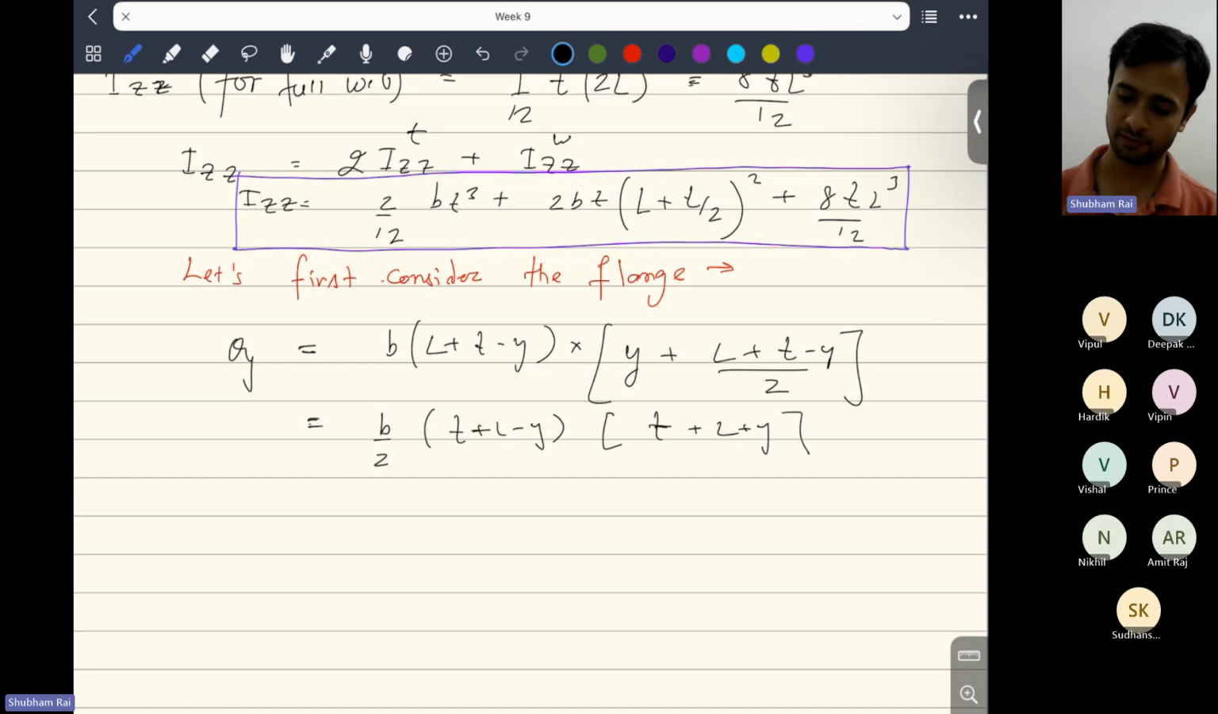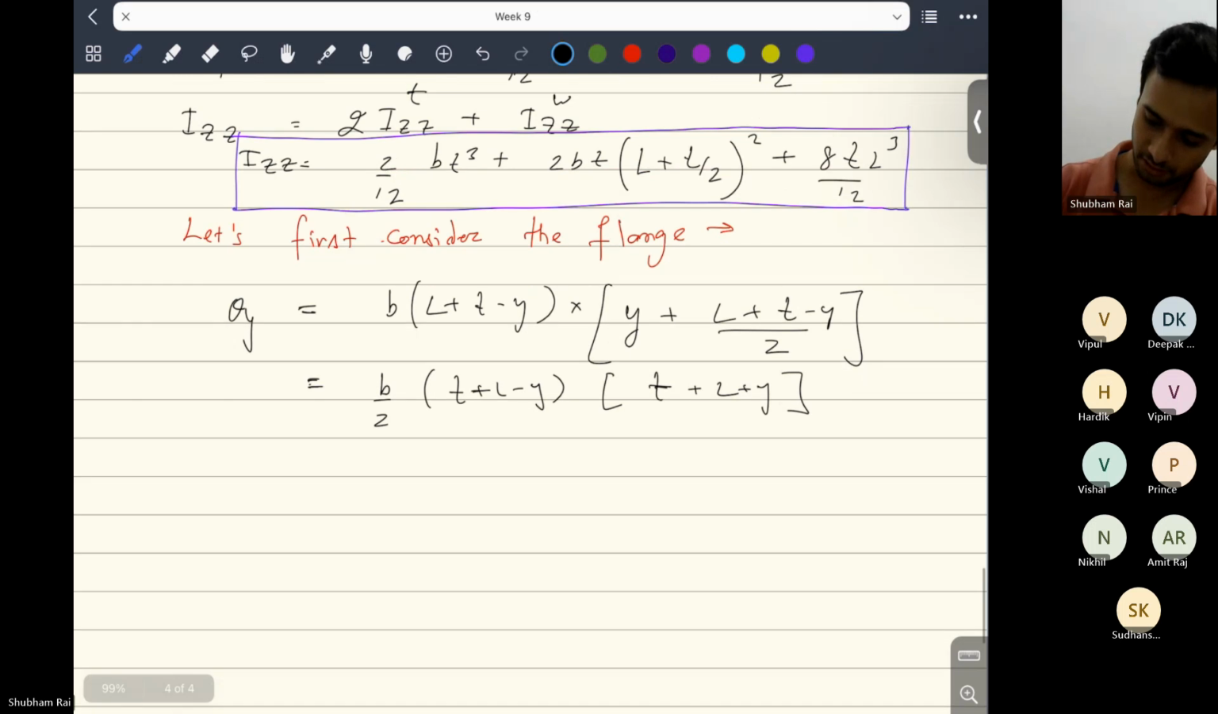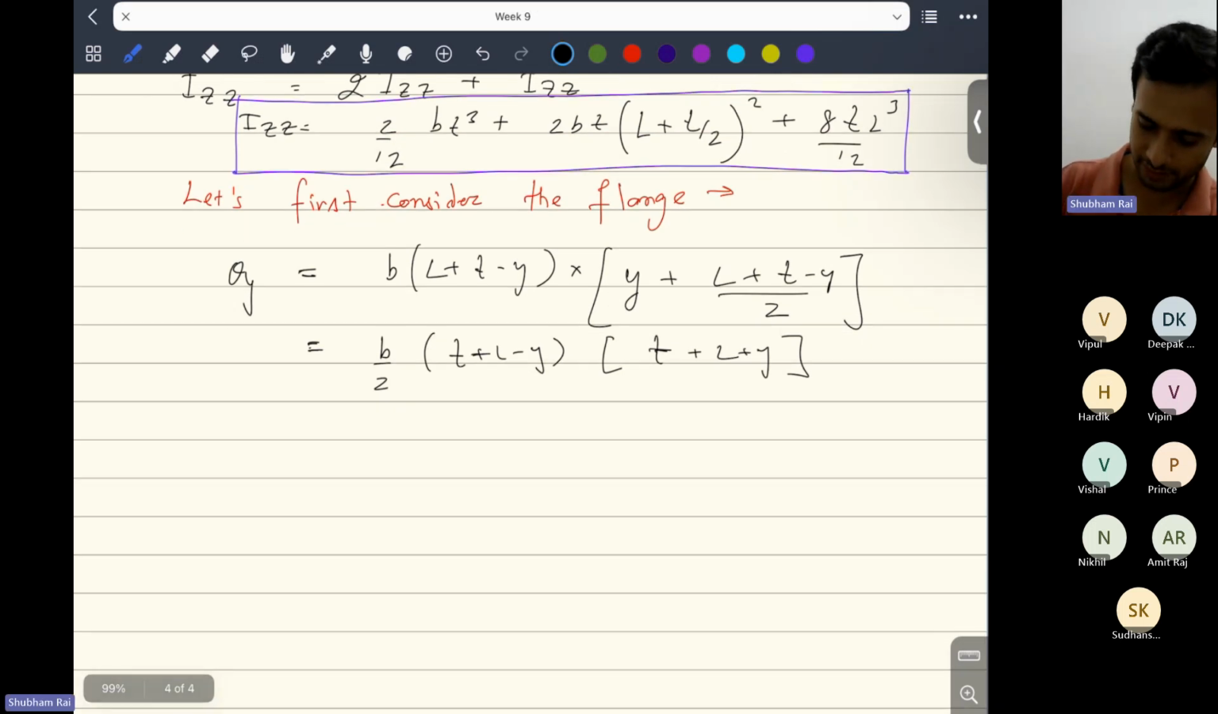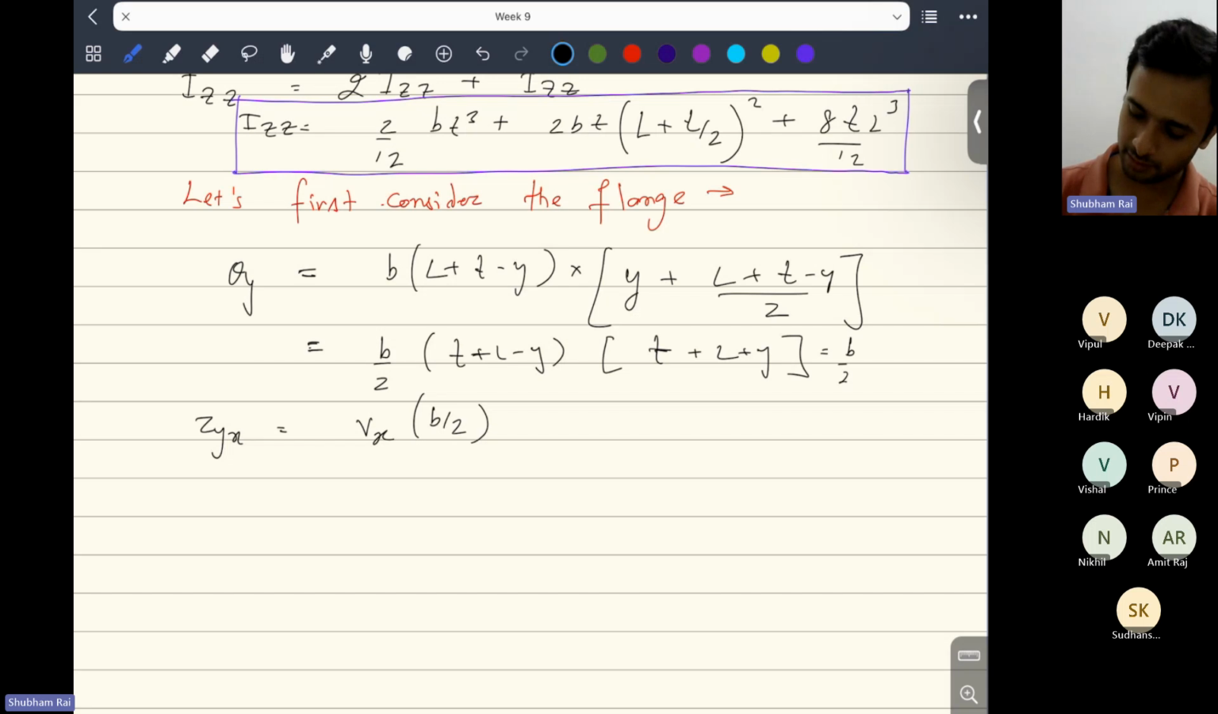And once you have Q for the flange, what we are going to do is write the distribution of transverse shear stress separately for the flange and for the web. So since now we have Q for the flange, you can write tau yx for the flange. So tau yx for the flange is transverse shear force multiplied by Q. Q is nothing but B by 2. And if you solve this, it is nothing but A plus B, A minus B. So it will be T plus L to the whole square minus Y square.